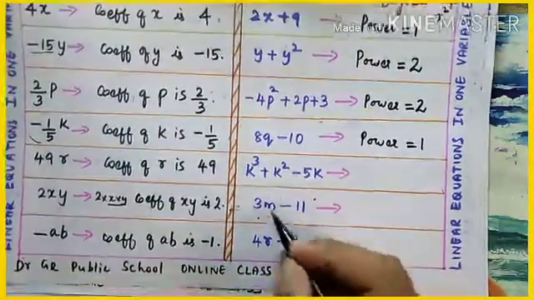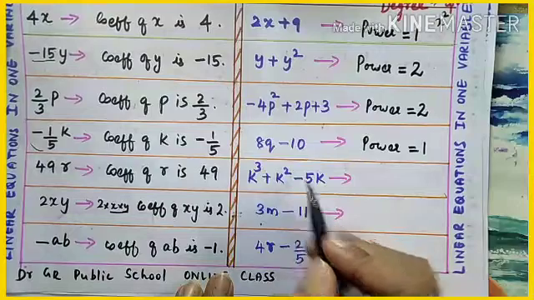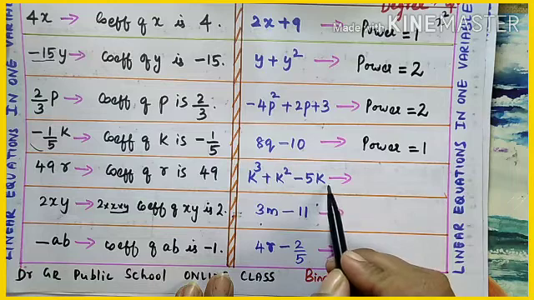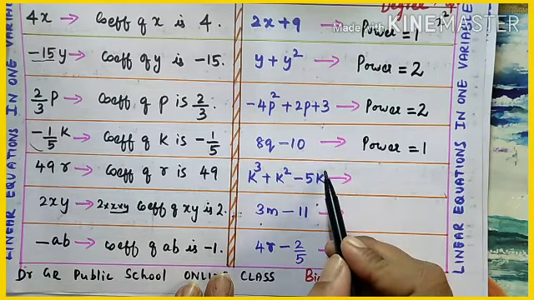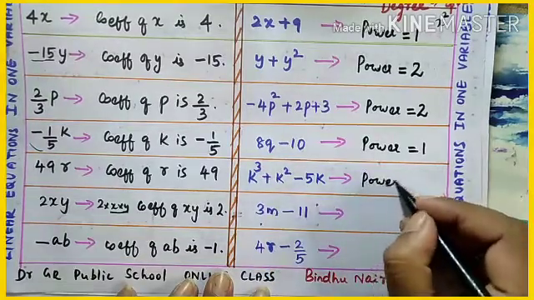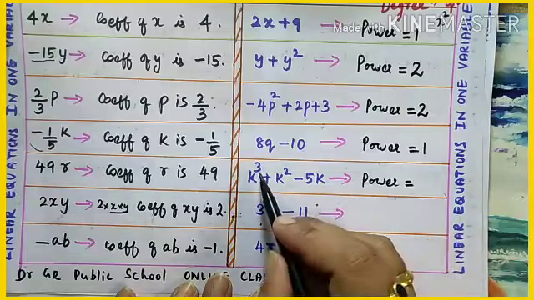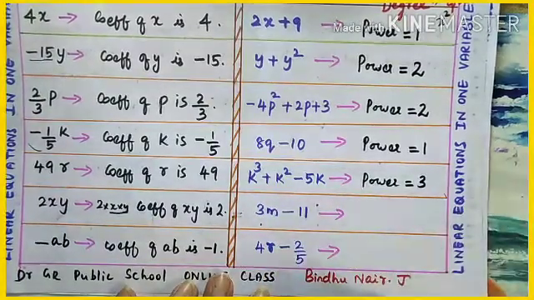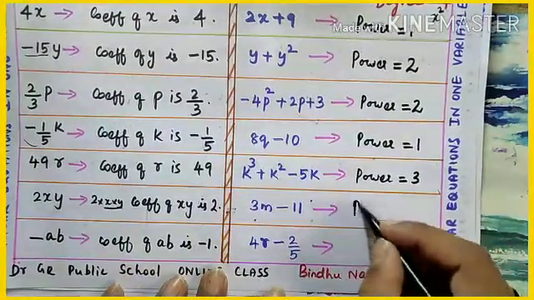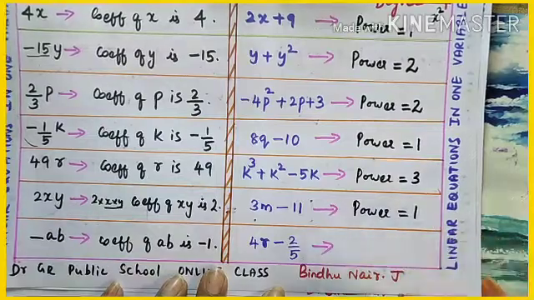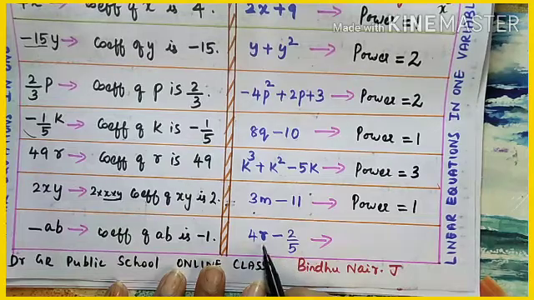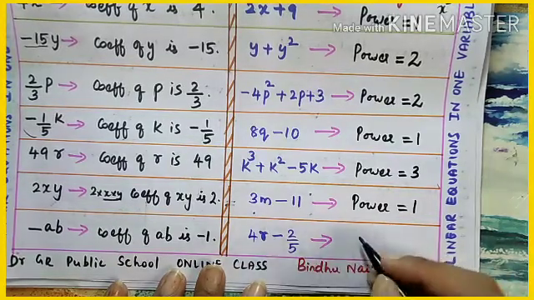Now come to the next one, k cube plus k square minus 5k. 3 terms, all are having variable k, but the powers are different. Here the power is no number, so 1, here 2, here 3. So we take the power of this expression as the highest one. Who is that? 3. So power equal to 3. Next example, 3m minus 11. Here only one variable, the power of m is 1. Now see the last one, 4r minus 2 by 5. Here the variable is r. This r also has the power 1.